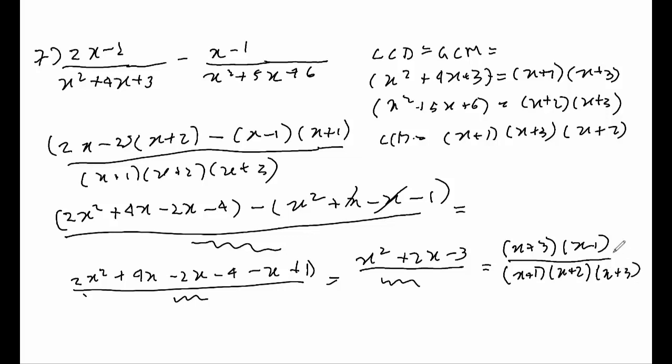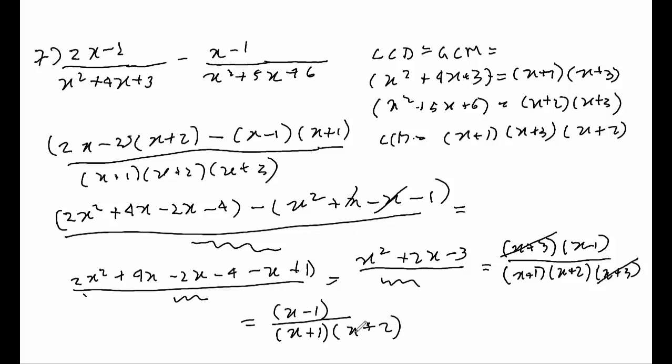And I see here that the x plus 3's cancel out. So now I'm left with, on the top, x minus 1 all over x plus 1, x plus 2. And that would be my final answer. Of course, I can expand that out, and that's all fine and well, but you can just leave it as it is because I don't think it would help any to expand it.